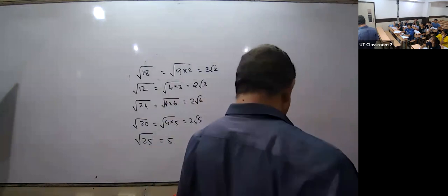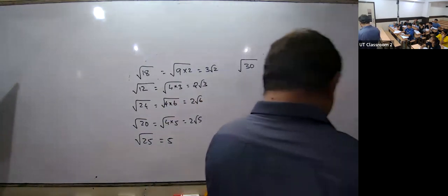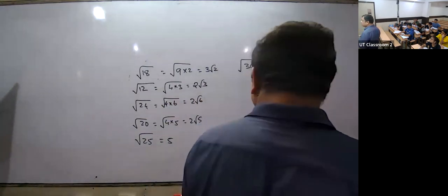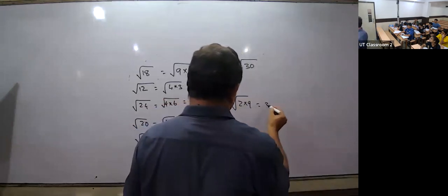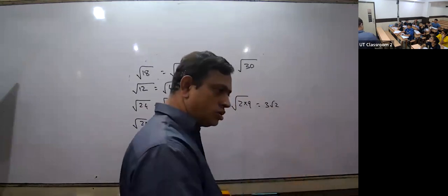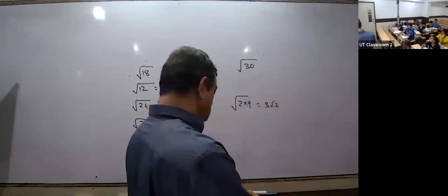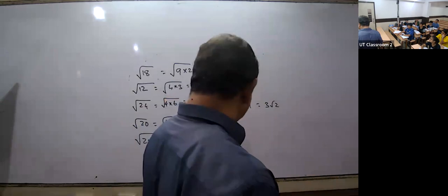Sir, but you can't write 2 into 9. 2 into 9 is the same thing, only now we are writing it as 2 into 9. Root of 9 is 3. Yes or no? Both ways are the same thing. Okay. Hope you got it.